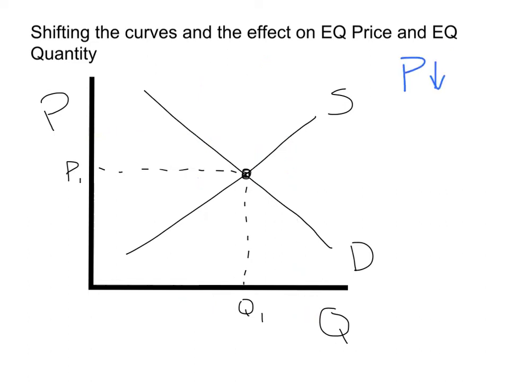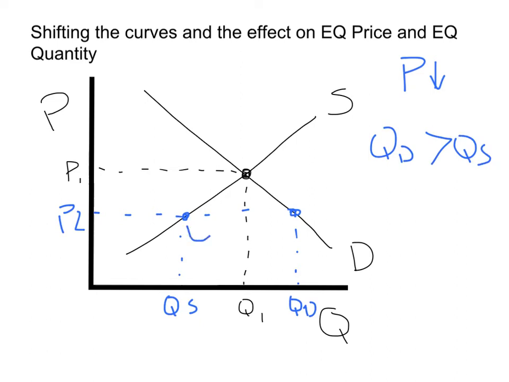The other situation would be, what happens if price decreases? Price 2, drag it down, here's our quantity supplied, here is our quantity demanded. So now we have the opposite situation. Quantity demanded is greater than our quantity supplied, so now what we have is a shortage.